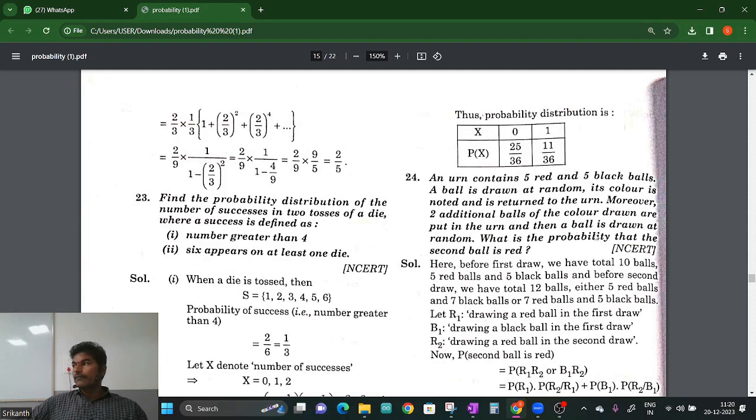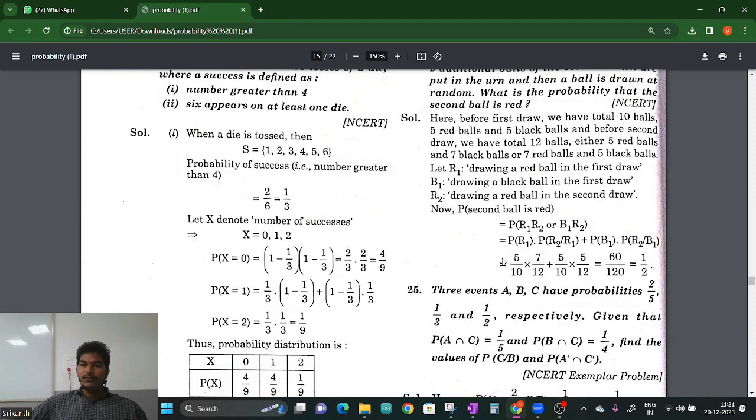Two more balls of the same color are dropped in the urn, and again one ball is selected from the urn. From another place, you are getting two more balls and dropping them into the urn. That means the total number of balls increases by 2. Before there were 10 balls, now it is 12 balls. And then a ball is drawn at random. What is the probability that the second ball is red?